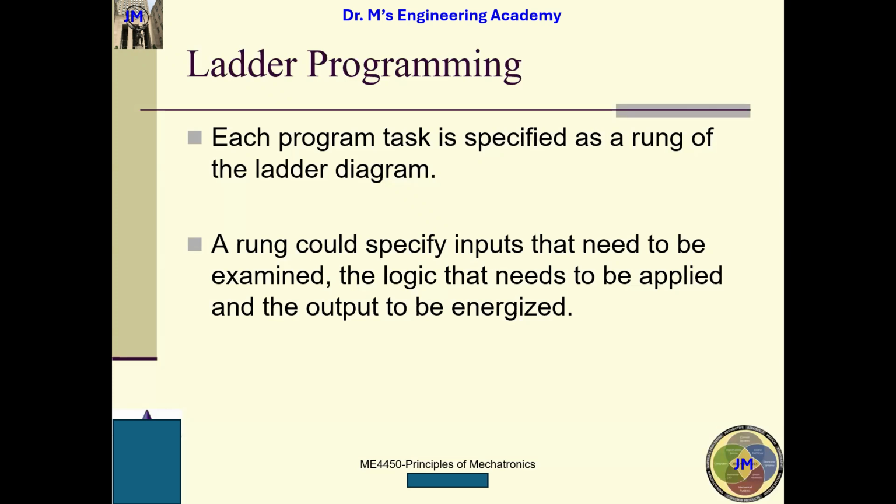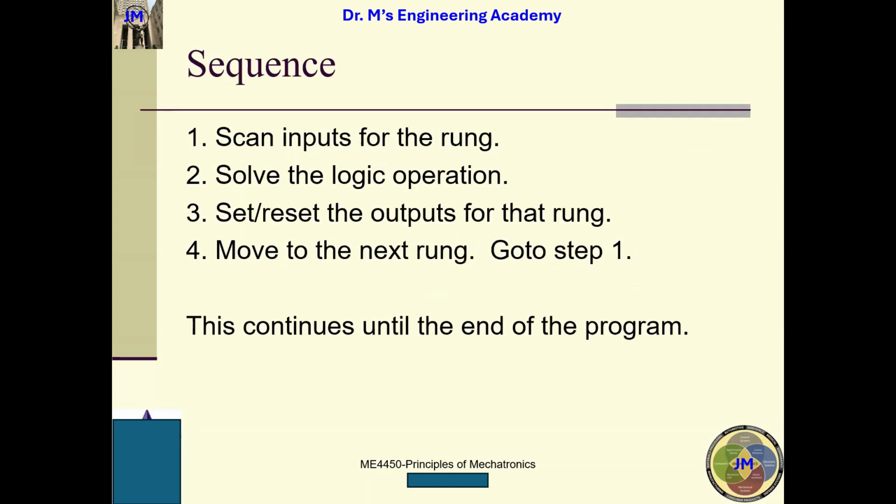An input, an output. A rung specifies the inputs that need to be examined, what kind of condition, the logic that needs to be applied, and the output to be energized. So here are the inputs, how these inputs are arranged together, and what actions they are going to take if some conditions are met. This is what each rung says.